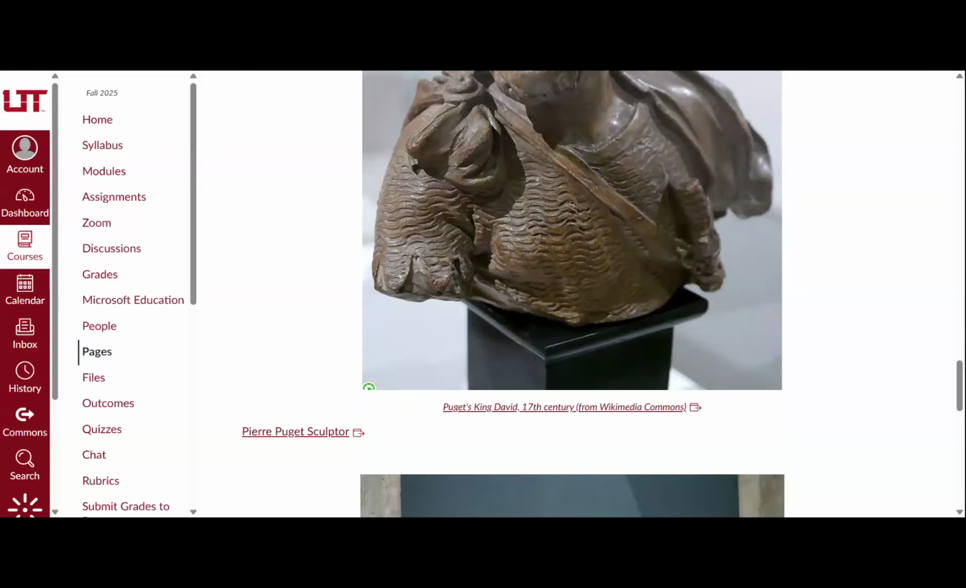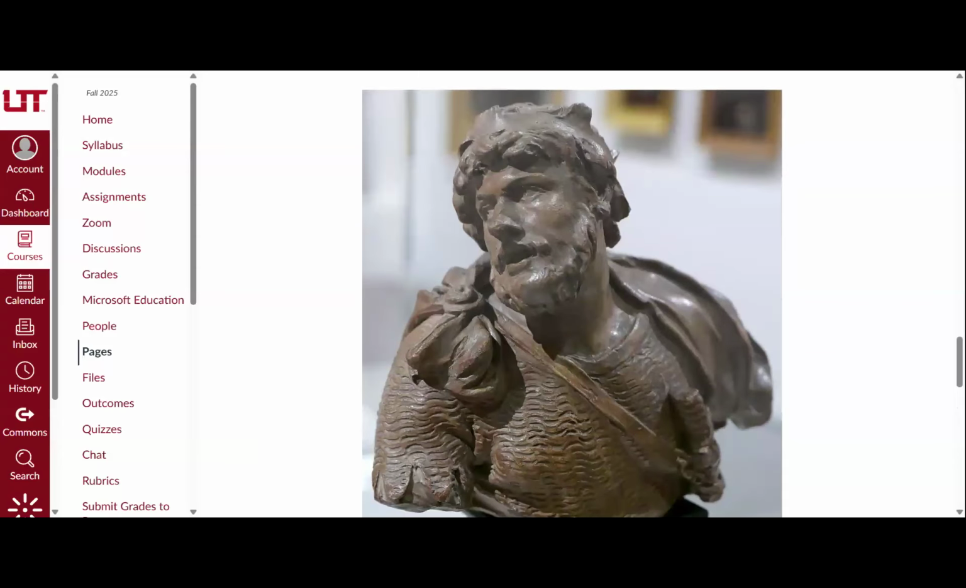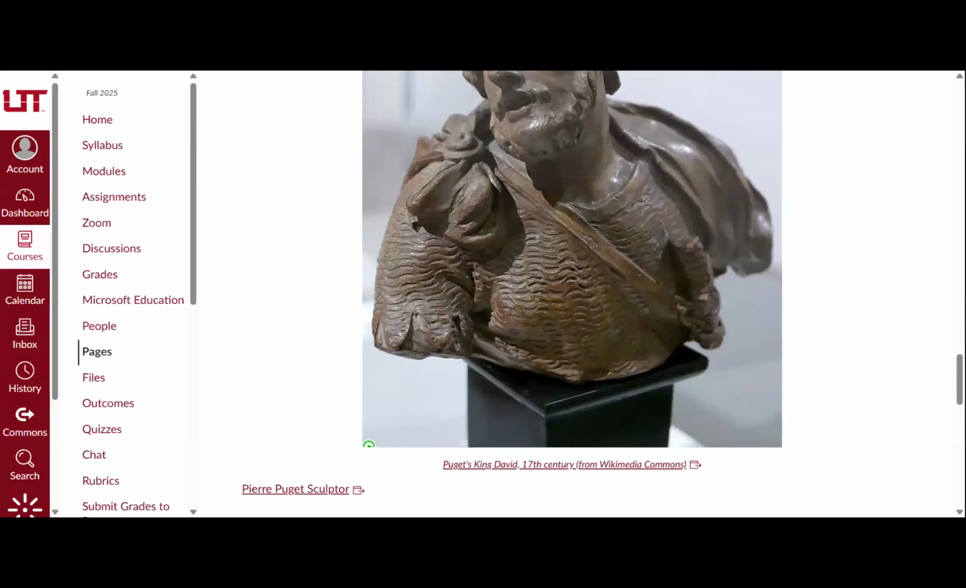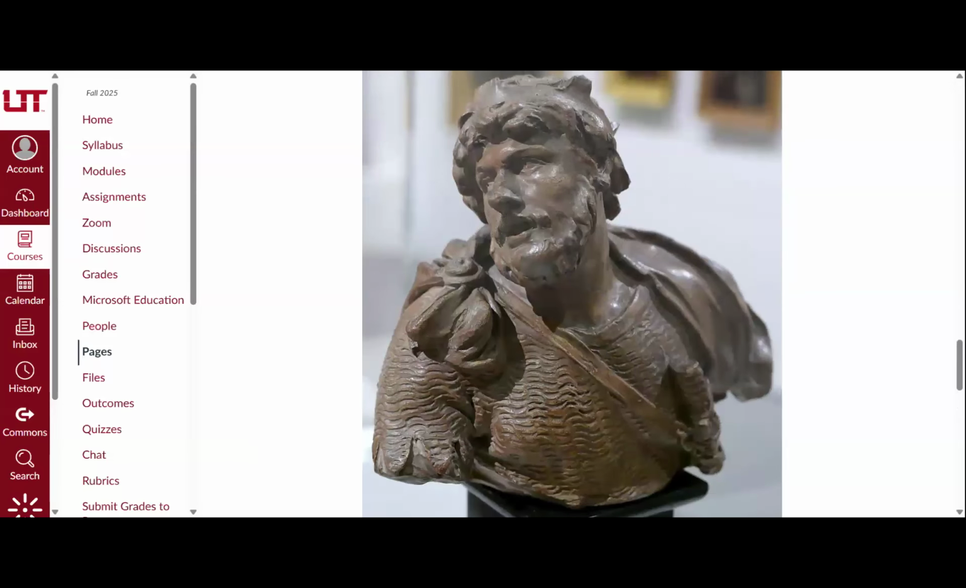Puget is another sculptor, Pierre Puget, and this is a Baroque sculptor. And it's interesting, we compare this to earlier sculptures we saw, even the Roman sculptures that the Renaissance was really in love with. On this, compared to Michelangelo's David, he has a lot more texture. This is the King David, not the young David. So this is an older David.